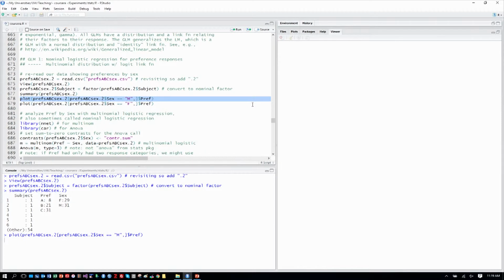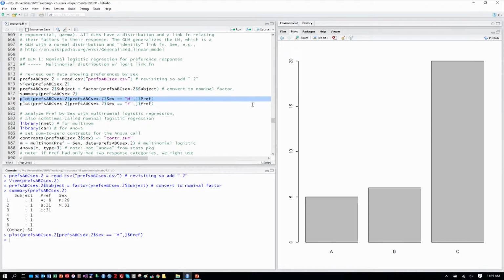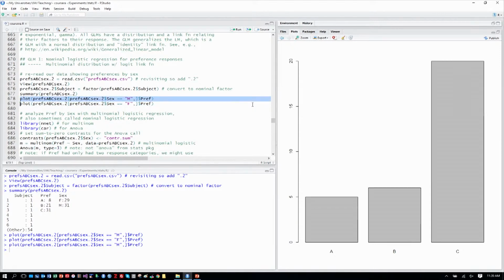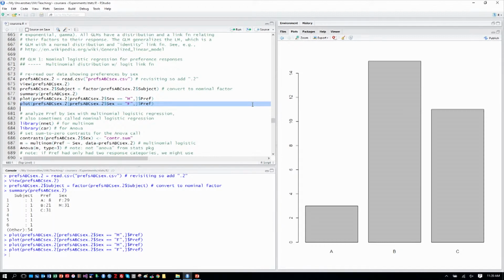And we can plot those preferences here and see the distribution of A, B, and C for males and what seems to be a different distribution for females. So males, again, seem to have a preference for website C, and females seem to have a preference more for website B, but with some interested in C as well.